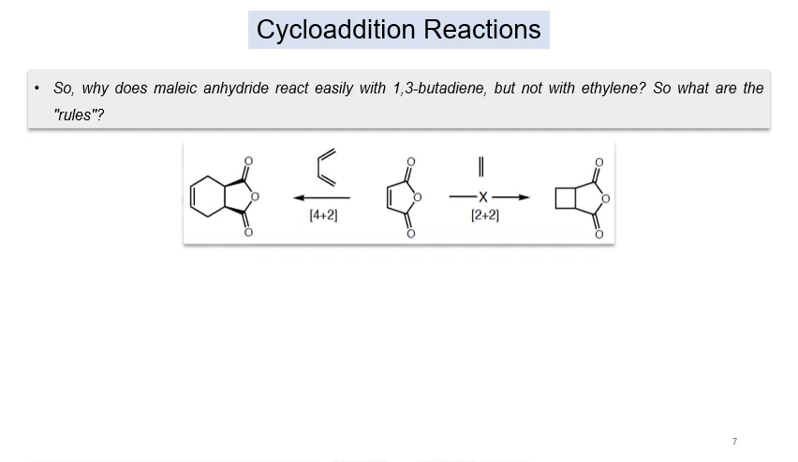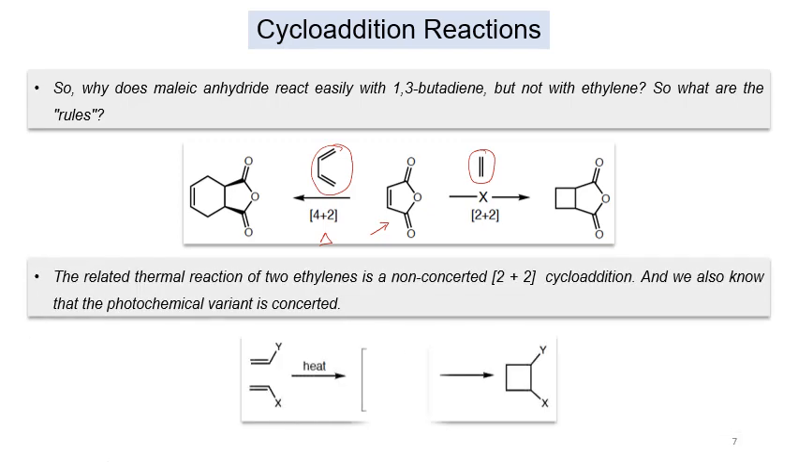Now, let us consider these particular transformations. We know from our literature and previous studies that with butadiene you can combine maleic anhydride in a very nice reaction which is thermal, but under the same conditions you cannot combine just ethylene. So there are certain rules involved in cycloadditions. Similar to what we saw in electrocyclizations, there are certain sets of rules that govern cycloaddition reactions.